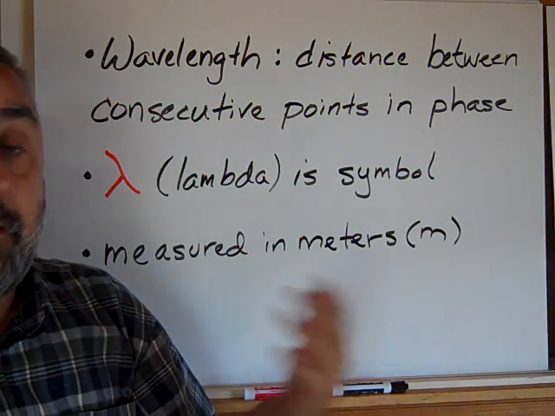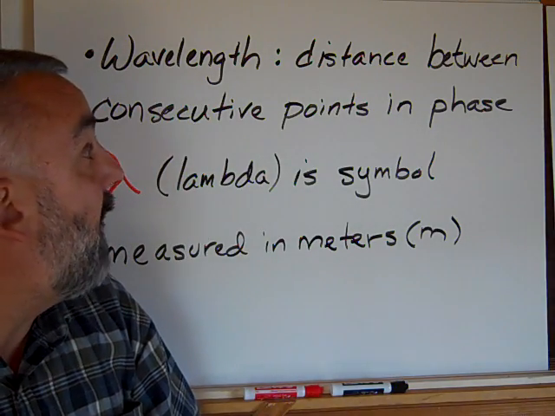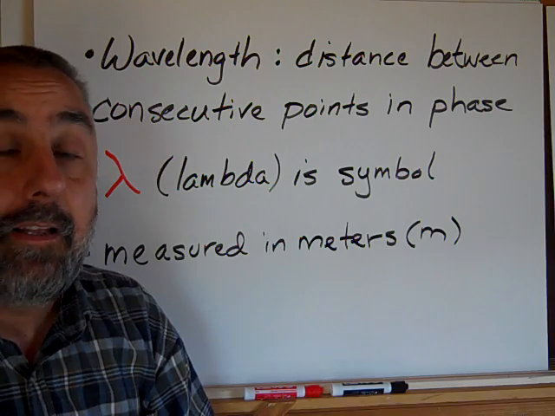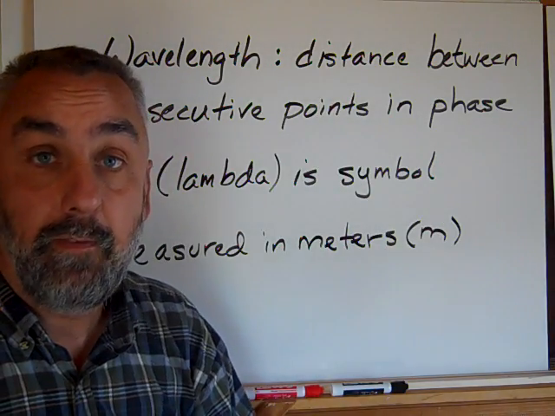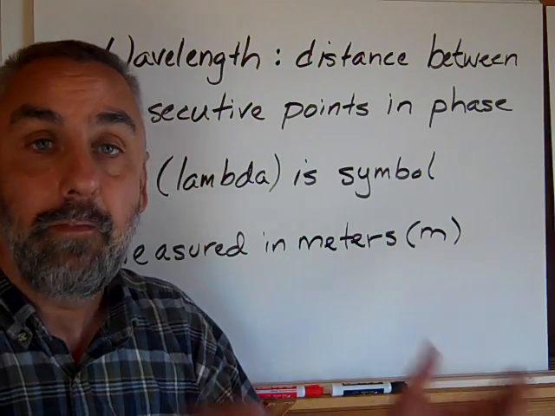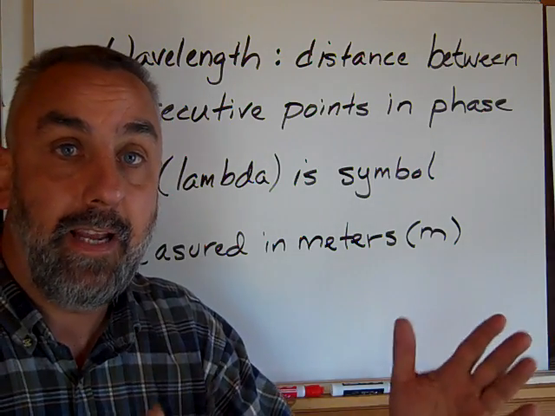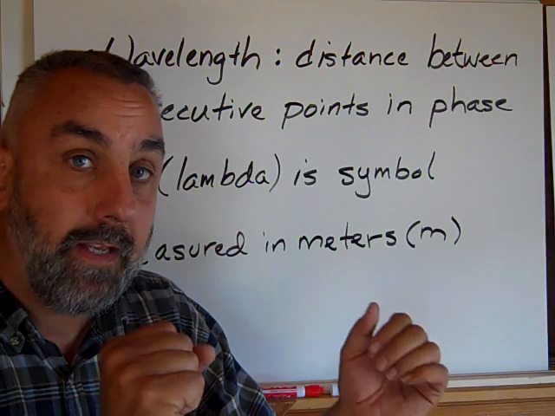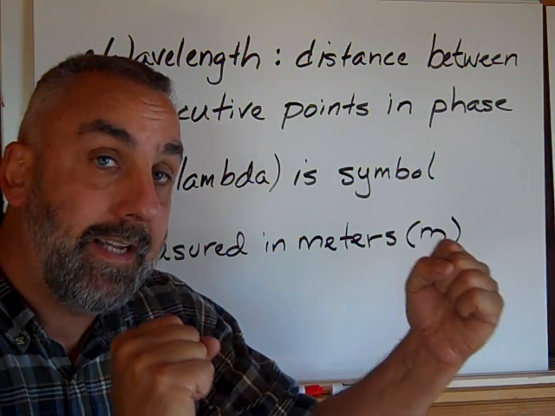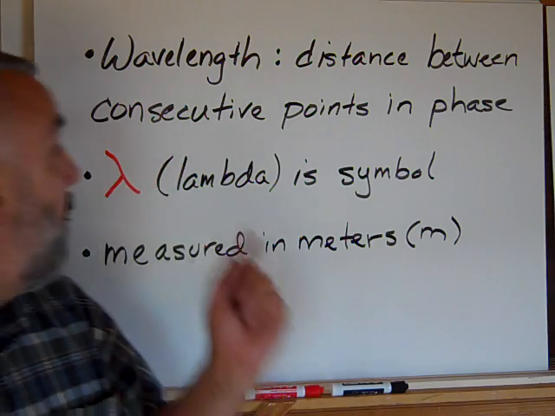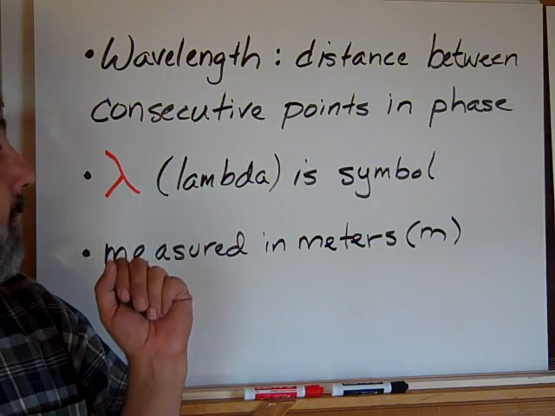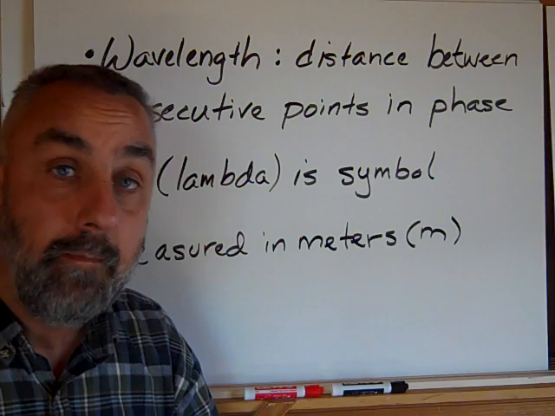When we talk about the length of a wave, we just call that the wavelength. And the wavelength is the distance between consecutive points that are in phase. So when we're trying to figure out the wavelength, first we've got to find a couple points that are in phase, and if you've got a point that's in phase with the next consecutive point, they're said to be a wavelength apart.